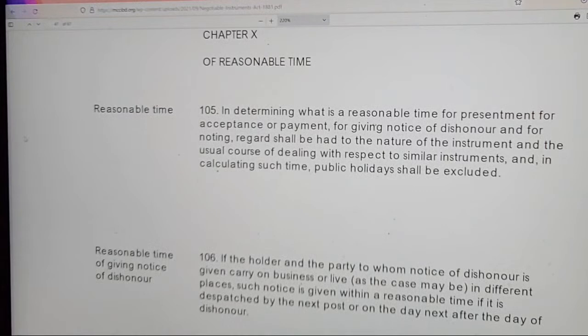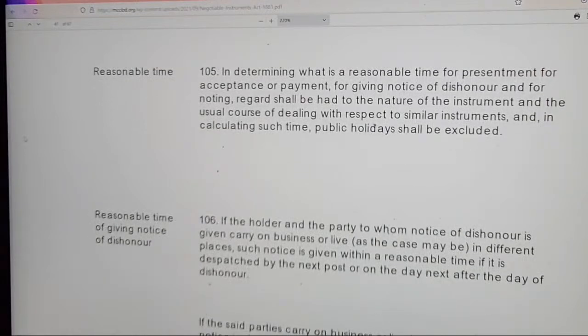Chapter 10, Of Reasonable Time. Reasonable time. 105. In determining what is reasonable time for presentment, for acceptance, or payment, for giving notice of dishonor and for noting, regard shall be had to the nature of the instrument and the usual course of dealing with respect to similar instruments, and in calculating such time, public holidays shall be excluded.